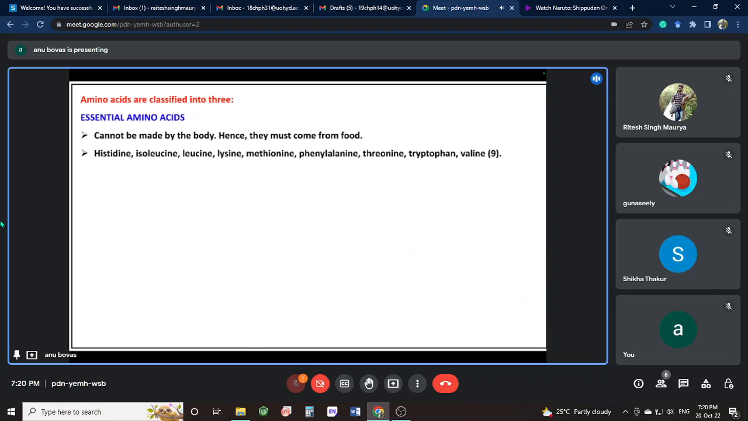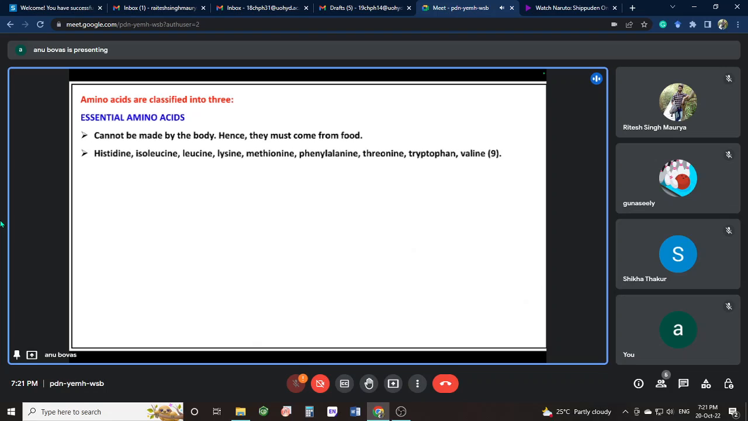Essential amino acids, non-essential amino acids, and conditional amino acids. Essential amino acids are those which cannot be made by the body and hence must come from food. There are 9 essential amino acids listed here: histidine, isoleucine, leucine, lysine, methionine, phenylalanine, threonine, tryptophan, and valine. We will learn the structure of each amino acid.